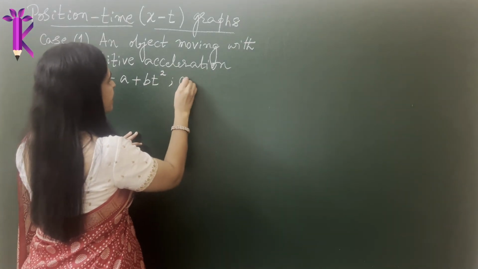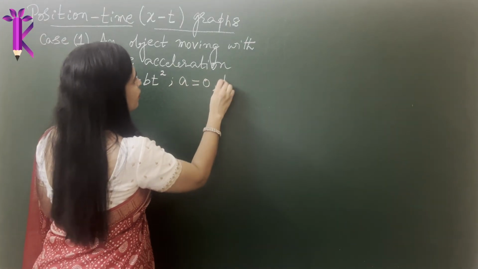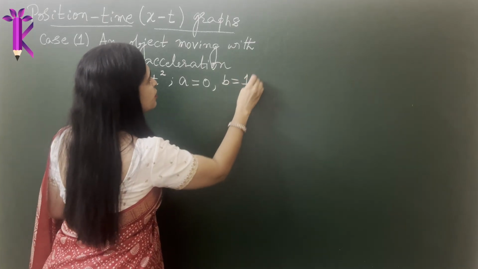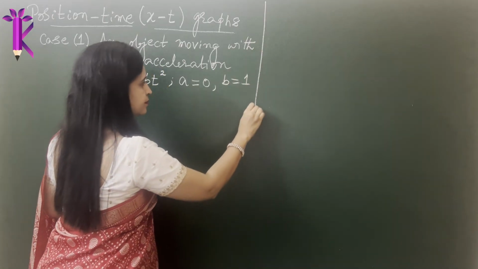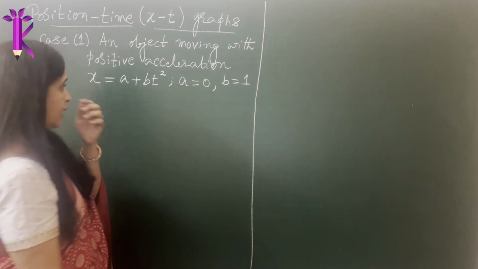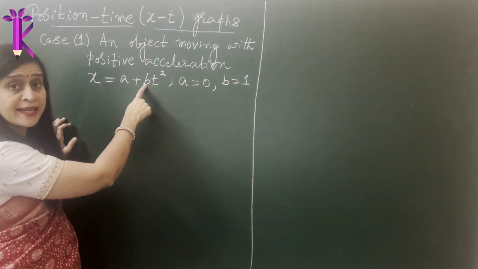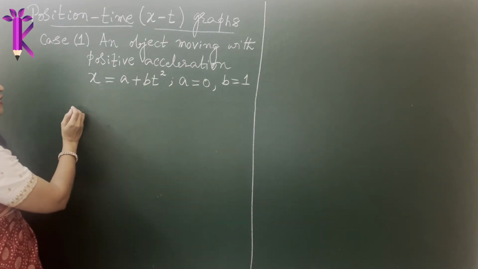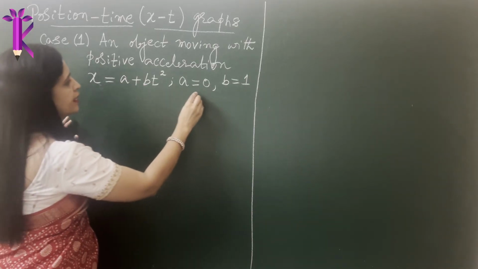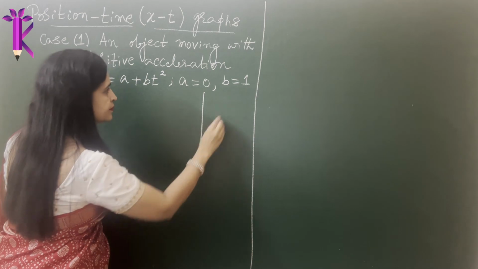So let's say the value of a is 0 and the value of b is 1. Now let's calculate the values of x for various values of t. Now I need these values. Let's make a column here.